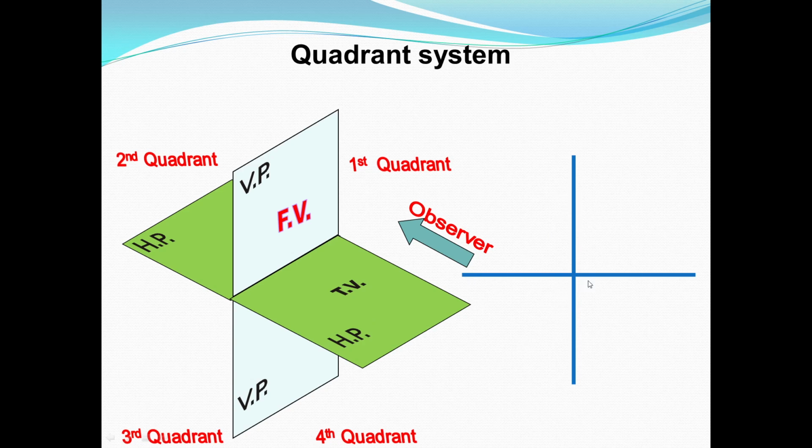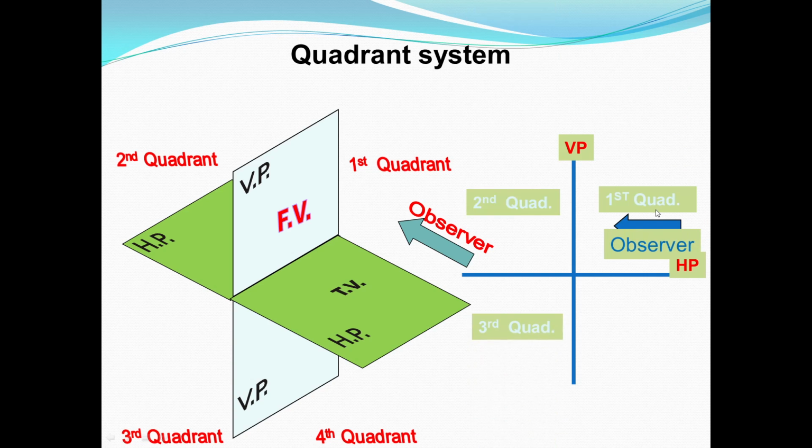If we look at this interaction of the reference planes, we get the x-axis and y-axis. So first quadrant, second quadrant, third quadrant, and fourth quadrant. First quadrant, above the HP in front of the VP; second quadrant, above the HP behind the VP; third quadrant, below the HP behind the VP; fourth quadrant, below the HP in front of the VP.